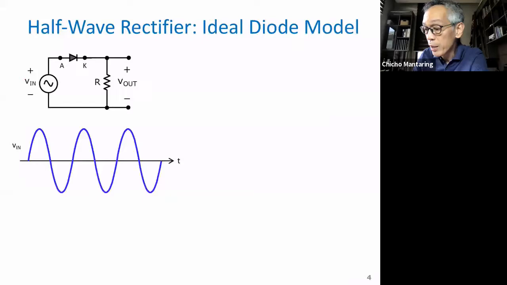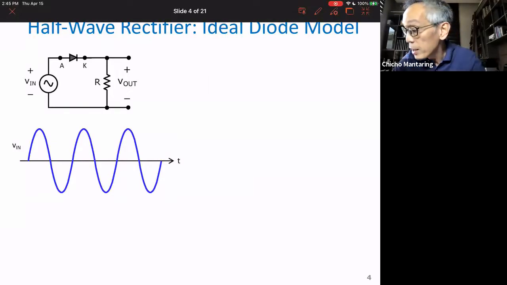We're going to start with the half-wave rectifier. And we're going to use the ideal diode model to analyze this particular circuit. So the input waveform, itong Vin, is drawn here. This is the sinusoidal input waveform Vin. Okay, so let's proceed to analyze this circuit. Okay, so how am I going to analyze this circuit? What is my first step?